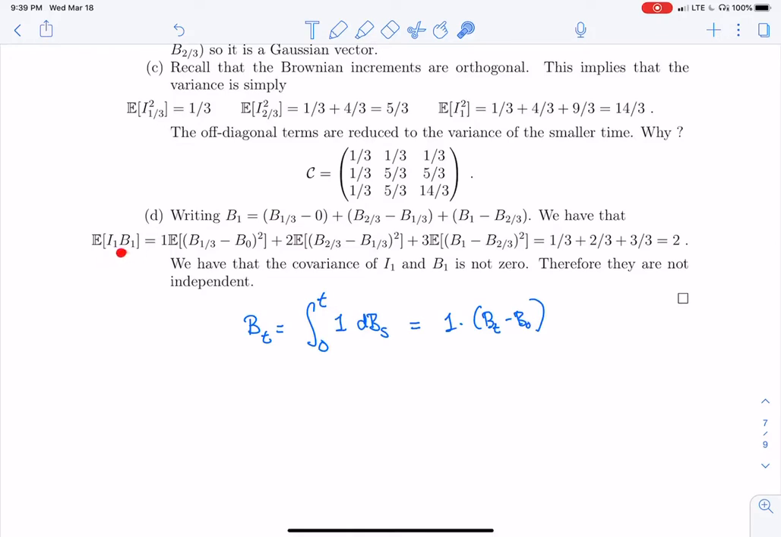And therefore when I look at the covariance, all the increments are independent. So the only thing that you pick up, the mixed terms are 0. Covariance between the increments are 0. So what you pick up is the variance. And then the strategy for I1 is 1 on the first interval, 2 on the second, and 3 on the third interval, whereas for B it's simply 1 everywhere, so that's what you get. So if you compute that, you get 2, and so the covariance between the two is not 0, therefore they cannot be independent, right? If they were independent, the covariance would be 0. Alright, so that's it for question 3.